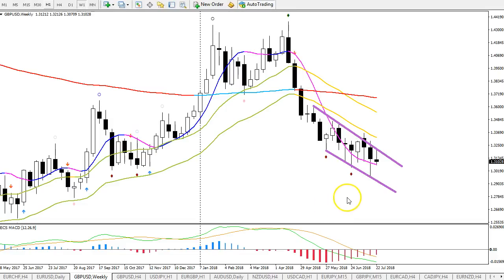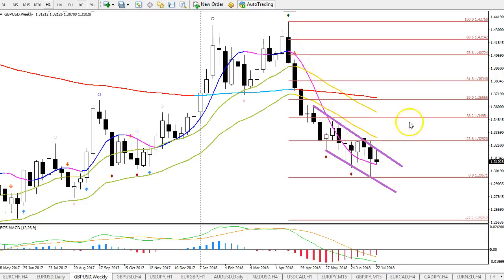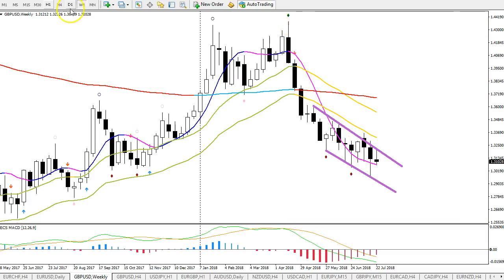Alright, pound dollar weekly chart is still in this downtrend channel. However, there are, I think, signals and signs that indicate that a retracement or reversal back to the upside is likely. I think that for the moment, a wave 1 is finished and price will make a wave 2 back to these fibs like the 50, 61.8 fib. But let's take a look at the daily, why I think that.